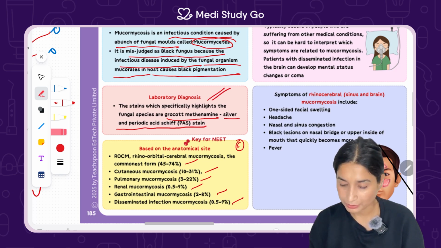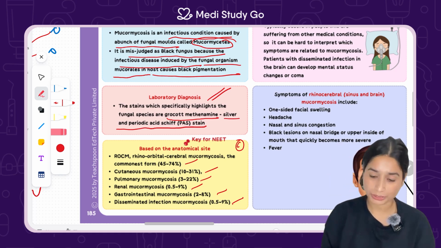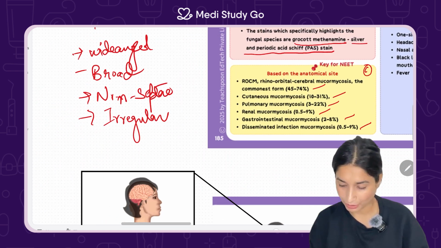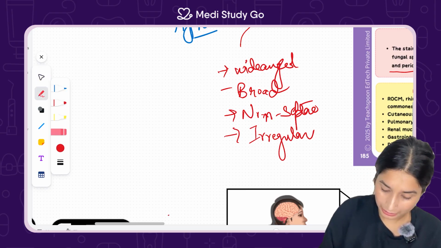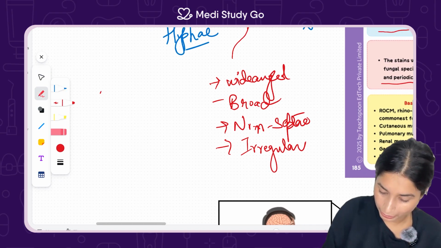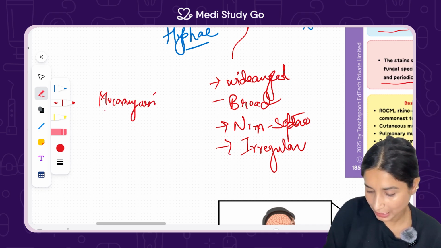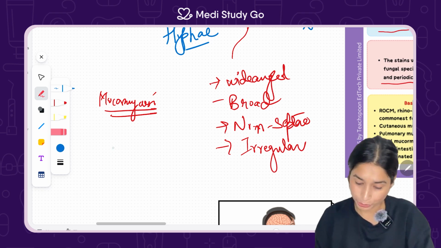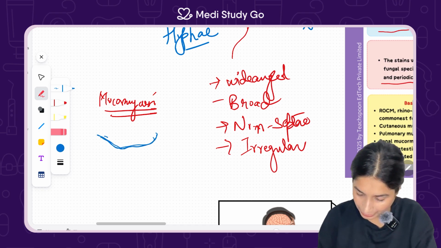So please remember the laboratory diagnosis of mucormycosis. Also one more thing, when we see the histopathology of mucormycosis, the hyphae will always be at an obtuse angle and in a ribbon-like structure. For example, it will be like this, and in a ribbon-like structure.